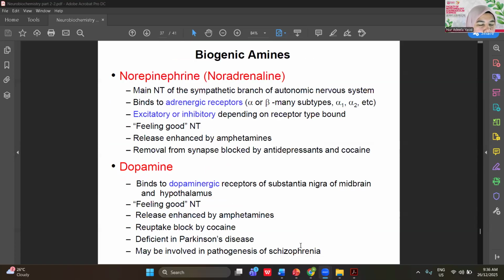This is more detailed information about biogenic amines, especially norepinephrine and dopamine, and how these two biogenic amines play a very important role in regulating mood, motor function, and autonomic nervous system activities. You can just read this.